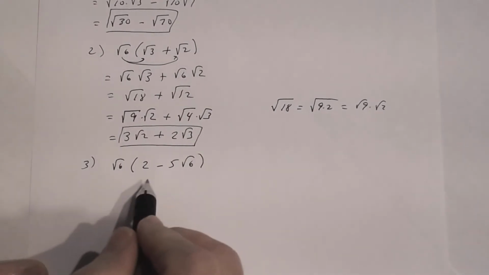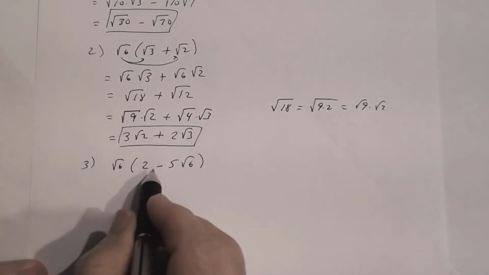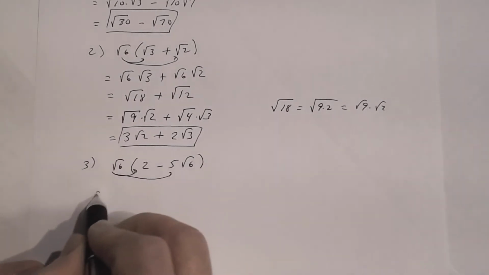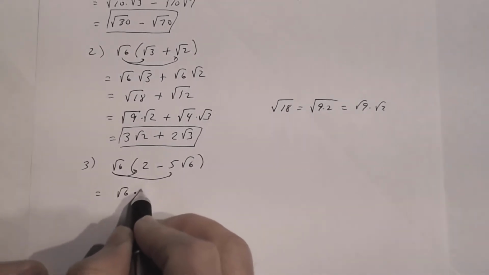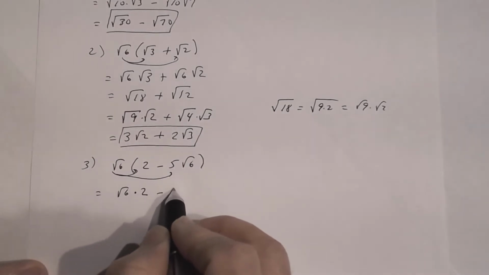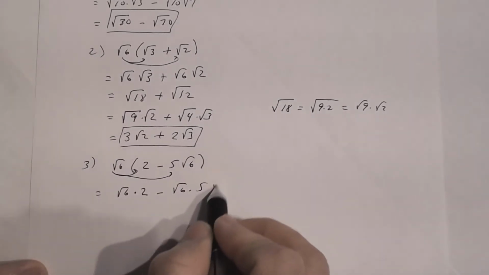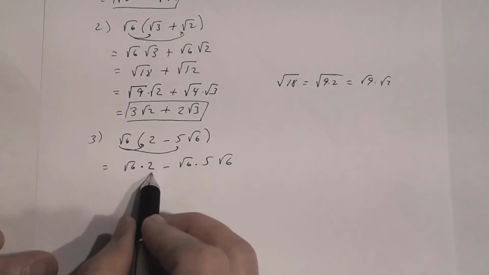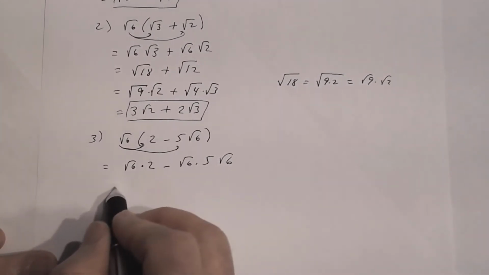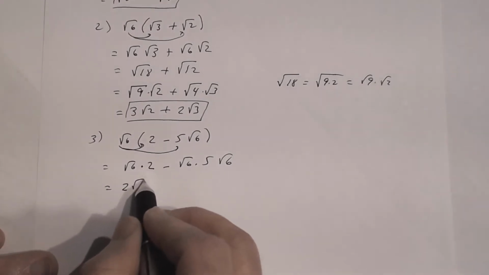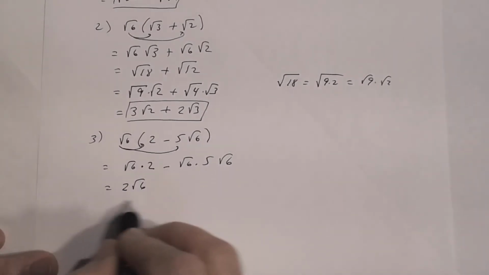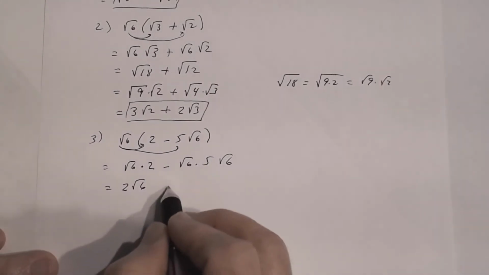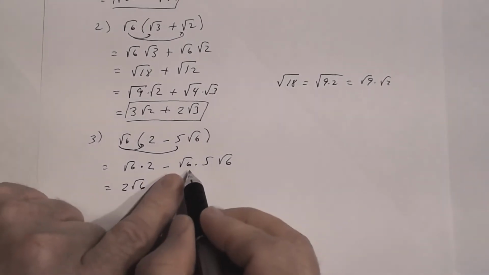So again, I need to get rid of the parentheses. So I have this monomial times this binomial, so I'm going to use the distributive property. And so I'm going to get the square root of 6 times 2 minus the square root of 6 times 5 square root of 6, okay? And then let's talk about this one. So the square root of 6 times 2, there's not much I can do with that, but I'm just going to rewrite the 2 in front because we know that's the preferable way to write this type of radical, this type of product. And over here, let's talk about this.